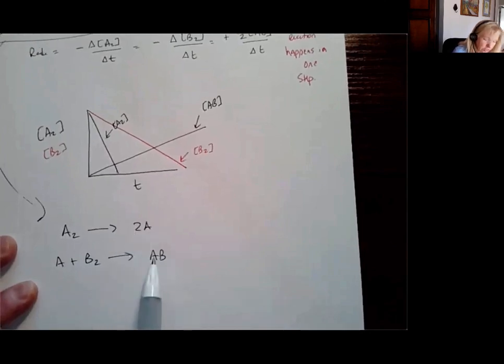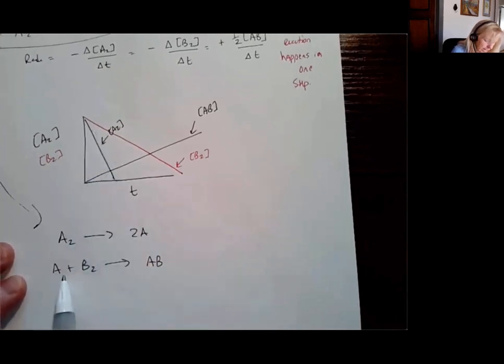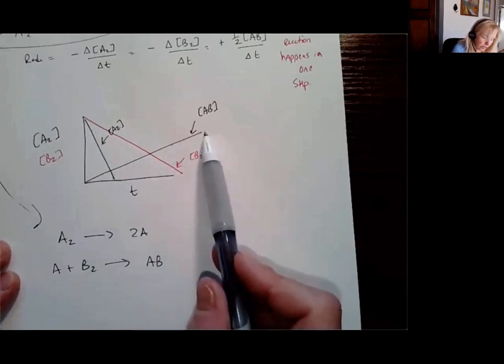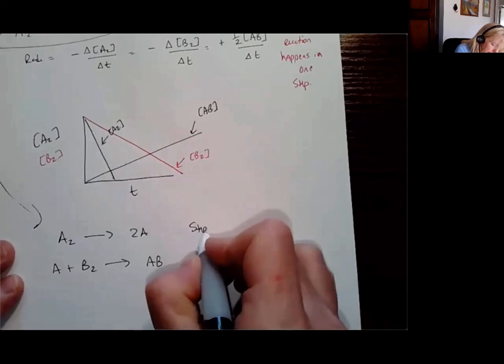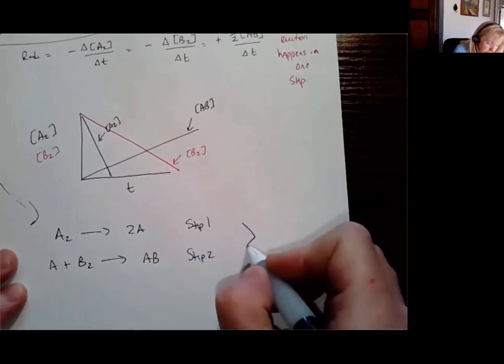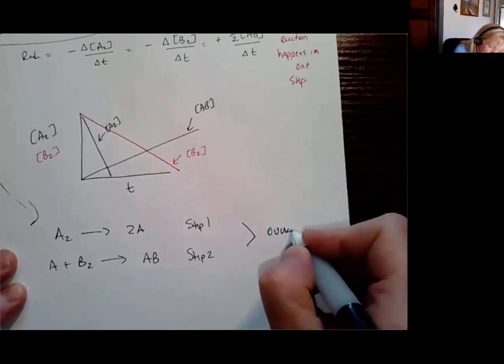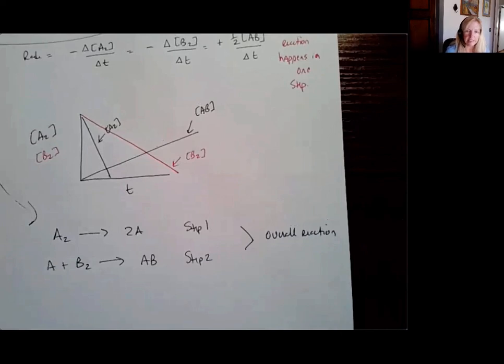Now I have a 2-step reaction. This may happen really fast, so I would see A2 going away really quickly, and then this would be my slower step. This is going to be what determines the rate of that product being produced. And so step 1 would have to happen, and then step 2 would have to happen, and then these two together would be the overall reaction. So now if I look at A2, A2 is not going to give me a realistic idea of what's happening in that chemical reaction. And so rate expression is not going to help me here.